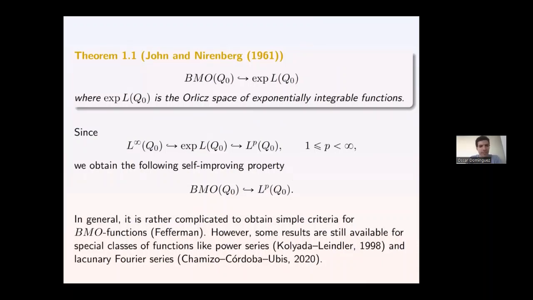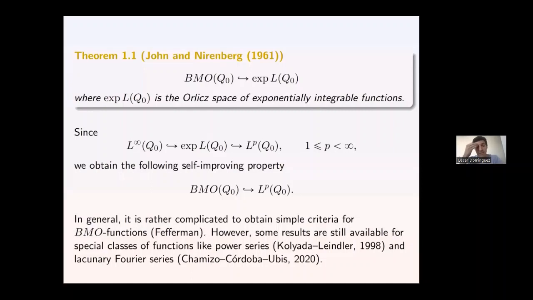In general, it is a rather complicated question to obtain simple criteria to identify BMO functions. Of course, one can make use of the Fefferman duality theorem together with Hardy type inequalities in order to obtain characterizations of the BMO seminorm for Fourier series with positive coefficients. But in practice, this can be quite difficult to implement.